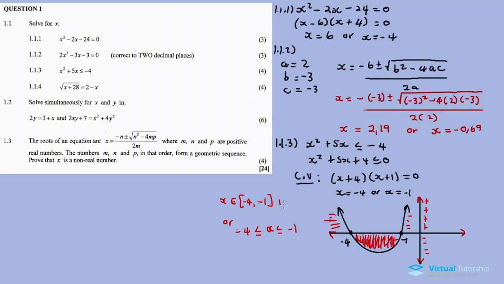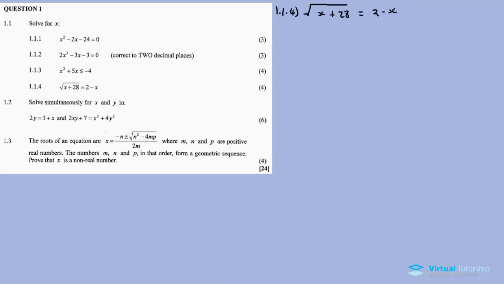Now when you use interval notation, you start with the small value, then follow with the larger value. Same goes with this one. This is sometimes called the end statement. Whenever you use the inequality signs, that is how you express the solution for your quadratic inequality. So this is our solution for 1.1.3.